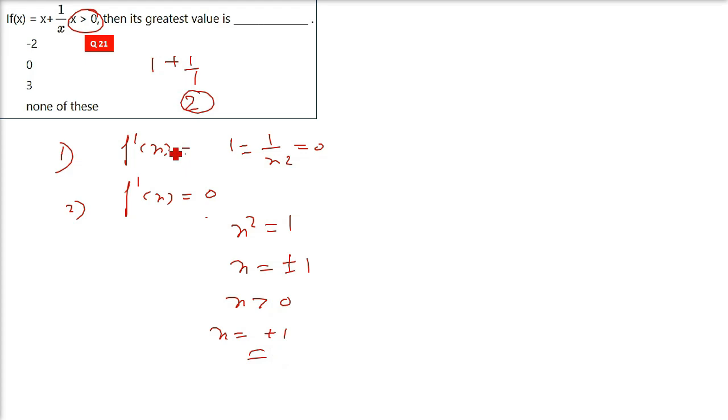But the options are negative 2, 0 and 3, and none of these. So I hope you are getting the point that it will be none of these. But in order to confirm that, we have to double differentiate also. 1 minus 1 by x square, double differentiation is 2 by x cube. It's very straightforward differentiation, which you have already known.